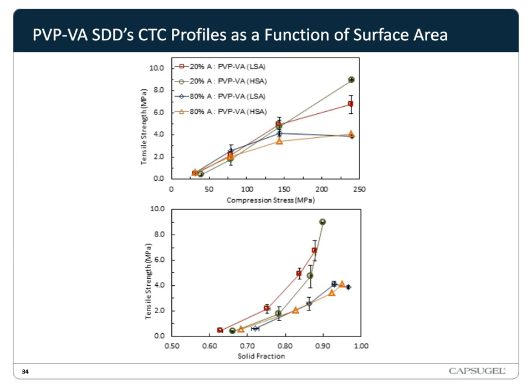Okay, and lastly, this slide shows the impact of surface area for PV/PVA SDDs. Unlike the HPMCAS SDDs, there's arguably little to no gain in mechanical properties with increasing surface area. So for a 2 megapascal tensile strength tablet, there would be little difference in the compression stress. However, the compacts would be at different solid fractions, so there may be a difference in dissolution.